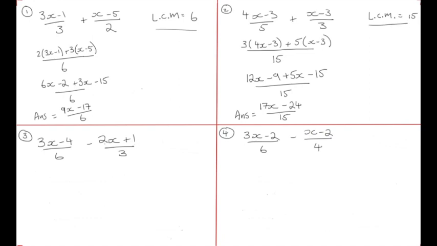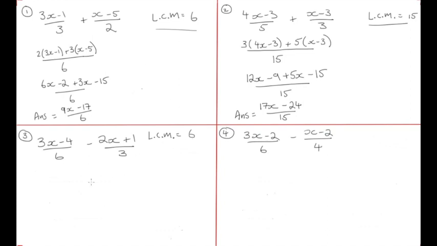Now, these two questions, question 3 and 4, are a little bit different, okay? Because the lowest common multiple is not found by multiplying the two numbers together. If I multiply 3 by 6, I get 18, but 18 is not the lowest common multiple of these two. 6 would be, because 6 goes into 6 once and 3 goes into 6 twice. And 6 is obviously a lower number than 18.